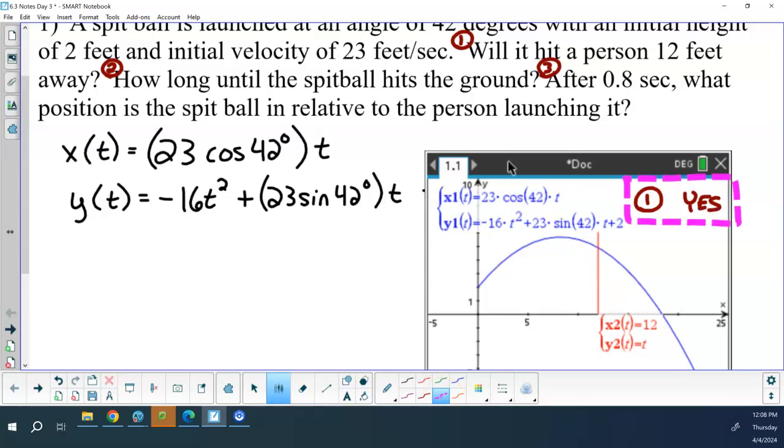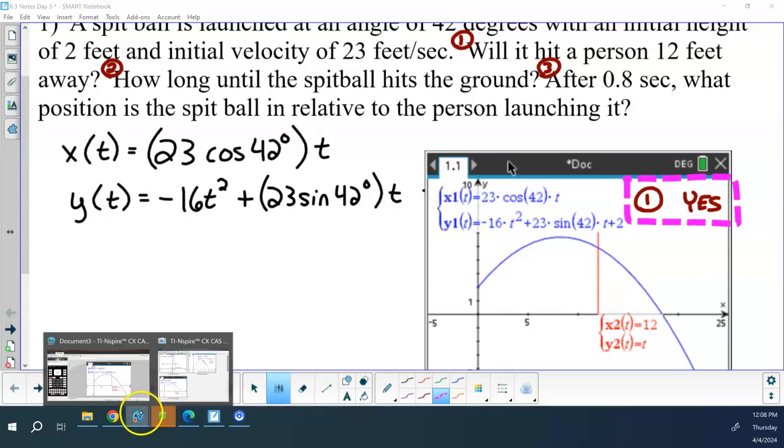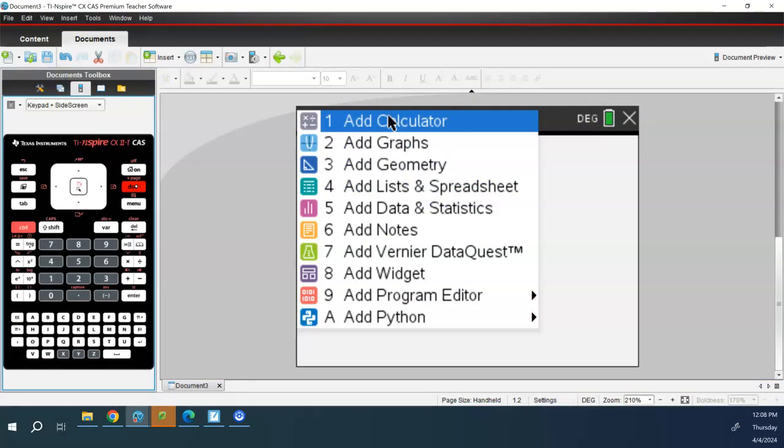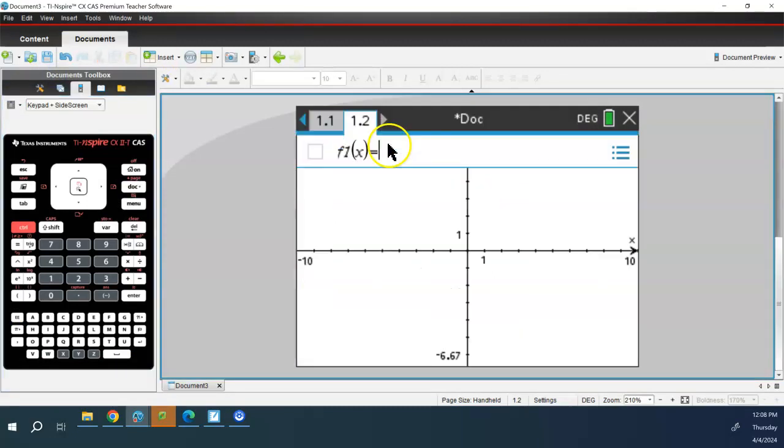Okay. Question number 2, how long until the spitball hits the ground? Got 2 options here. We could trace that and try and get close and get a rough estimate guess as to it. Or what we can do is we can start a new function. In our new graph, the only thing that I care about is the verticalness of it, because I want to know when it hits the ground.